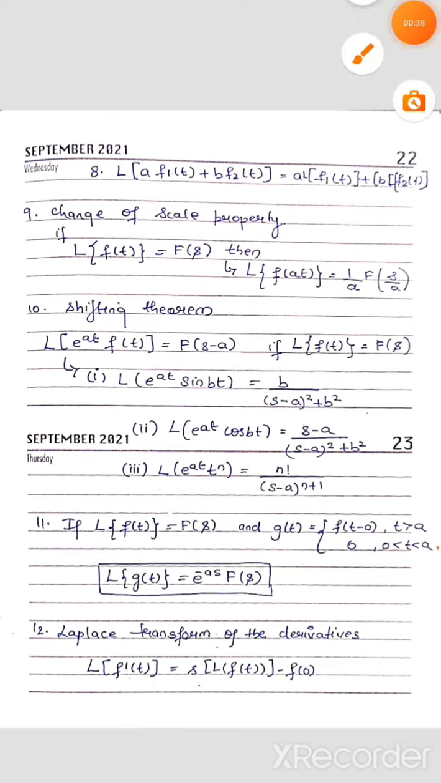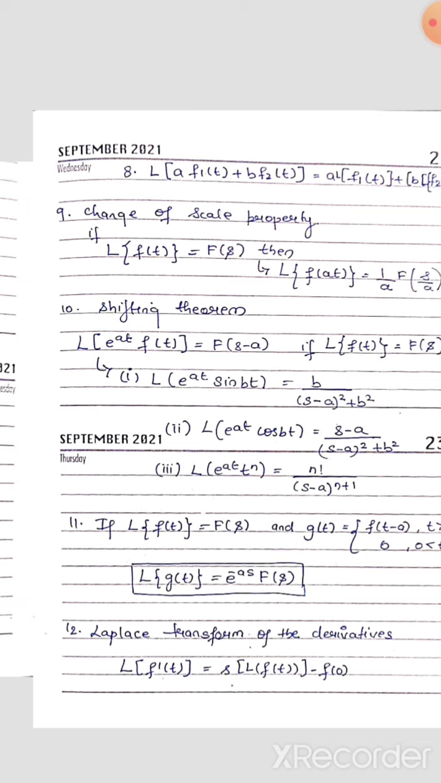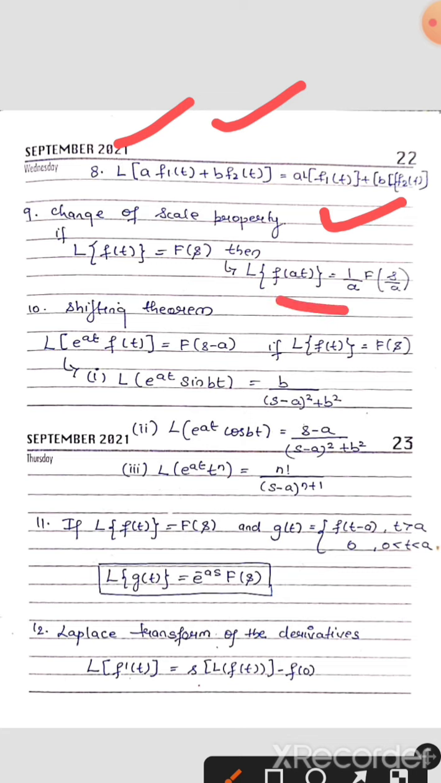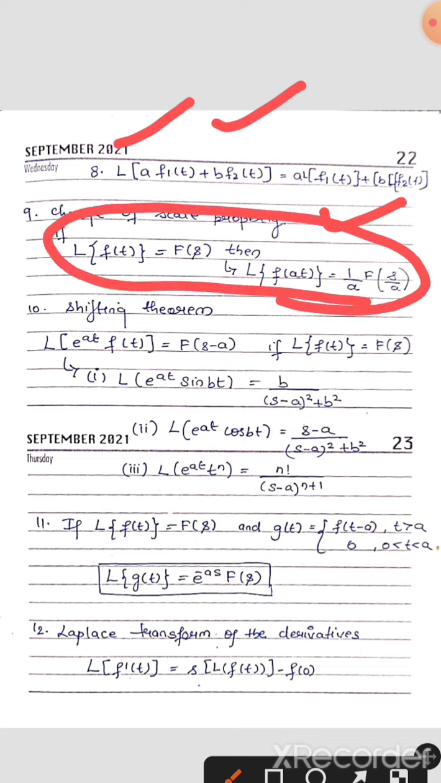The first formula for today's class is the Laplace transformation of a f1 of t plus b f2 of t, where a and b are constants. Keep the constants outside, and the Laplace transformation of f1 of t and f2 of t we need to find separately. Find the Laplace transformation keeping the constants outside. The next formula is the change of scale property. This type of formula we call the change of scale property.